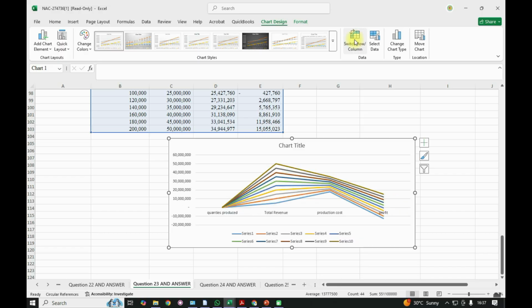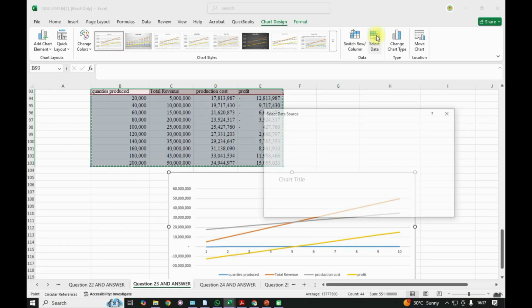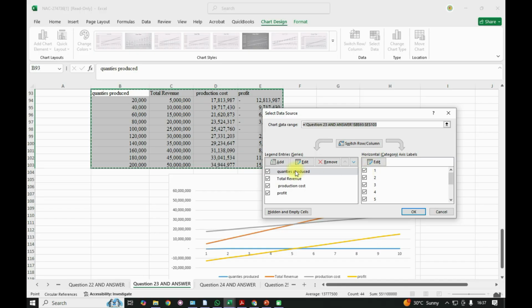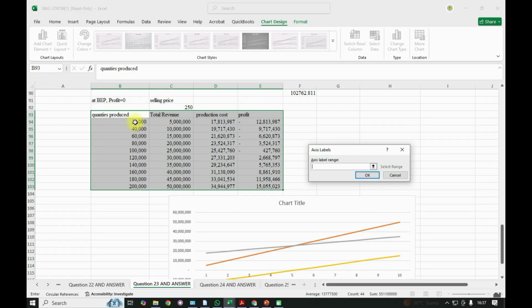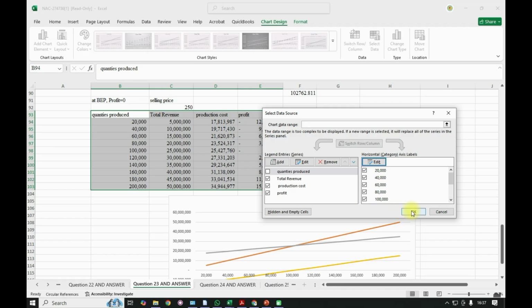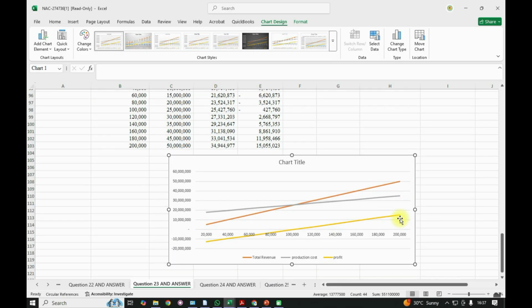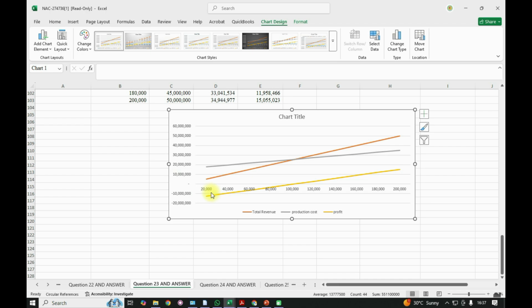Switch column. Now we select the data for this side. So the quantities we shall eliminate. And we edit this side. We need to have the quantities. That one. And we put OK. That way. So this side we shall have our quantities on this end, and in the column we have these other values.